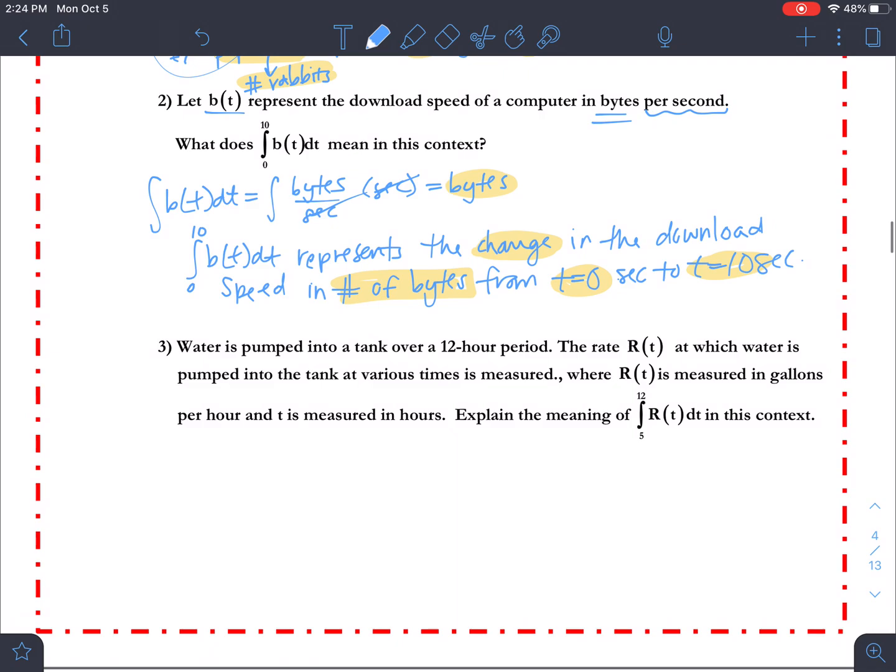All right, so I want you guys to actually try this one. Okay, it's actually that water being pumped into a tank again, but I want you to explain this. So I'm going to ask you on the video here to write me a sentence. What does the integral from 5 to 12 of r of t mean in this context? So write a very similar sentence to something like this, but use these new units below. Okay, so I'll let you guys try that.